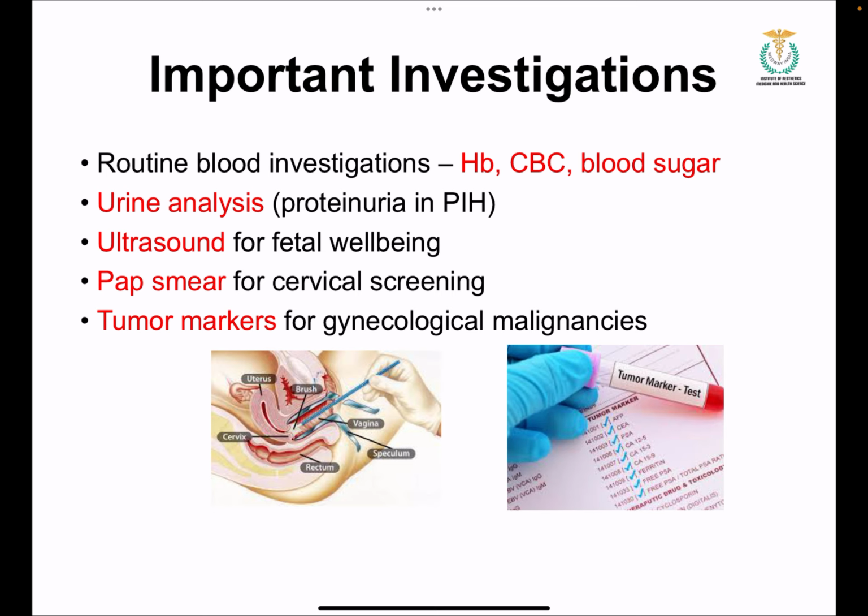So in ultrasound we'll do dating scan in the first trimester, anomaly scan at 18 to 20 weeks, then growth scan in the third trimester. These are the scans we'll do for fetal well-being, and the Doppler will also be done for fetal well-being. So these are the ultrasound investigations you will be doing as an OBGYN for the patient.